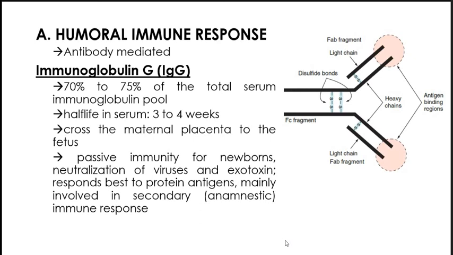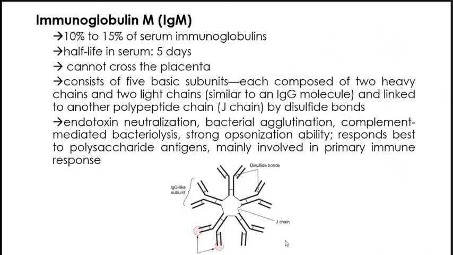Okay? So that your IgG can cross the maternal placenta to the fetus. So there is passive immunity for newborns, neutralization of viruses and exotoxin, and response best to protein antigens mainly involved in secondary immune response. Whereas your immunoglobulin M, now you have here, they cannot cross the placenta. And kung dun sa IgG natin kanina, it consists only of two basic parts.